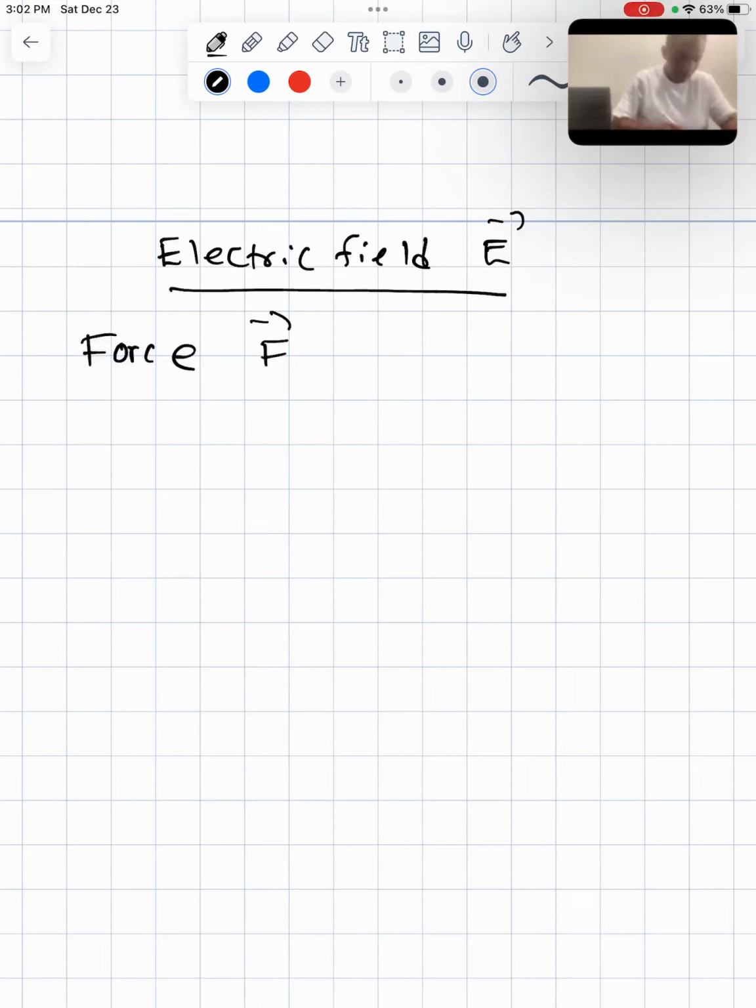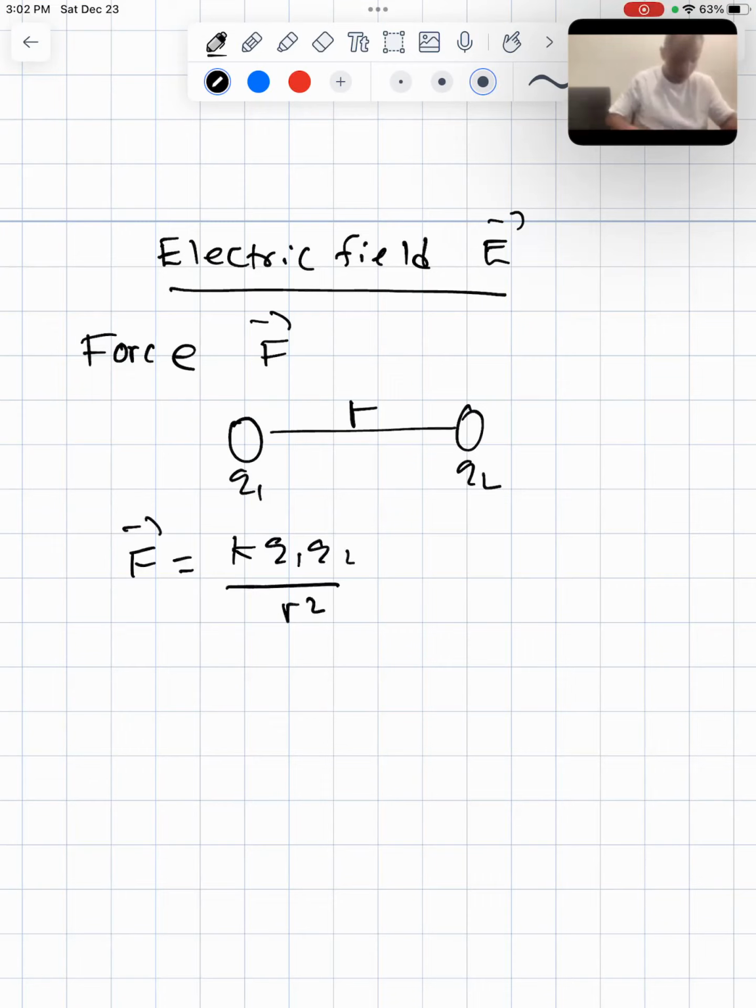If you have two charges, Q1 and Q2, separated by distance R, the force that the two charges experience is going to be K times Q1 times Q2 over R squared, where K is a constant, okay? K is just 9 times 10 raised to 9 Newton meter squared per Coulomb squared. Q1 is charge 1, Q2 is charge 2, R is the distance between the two, okay?